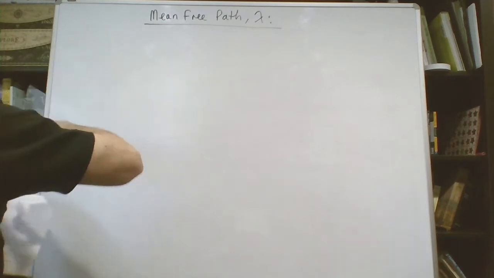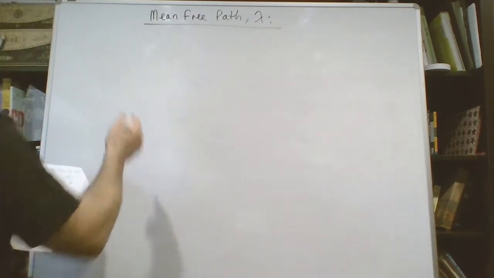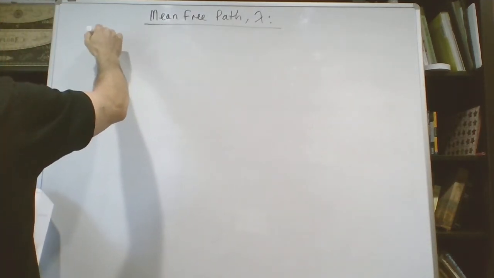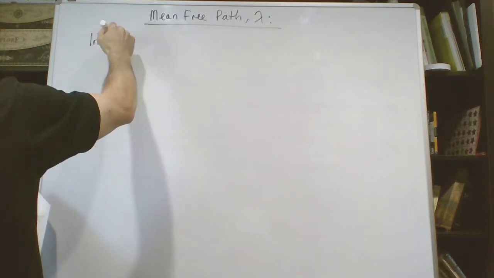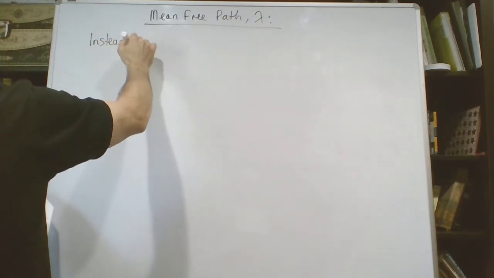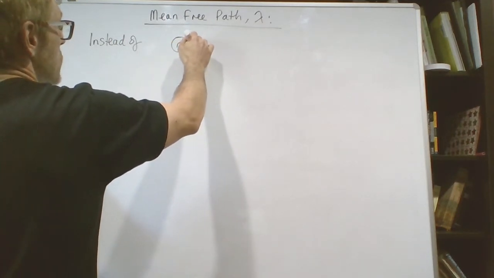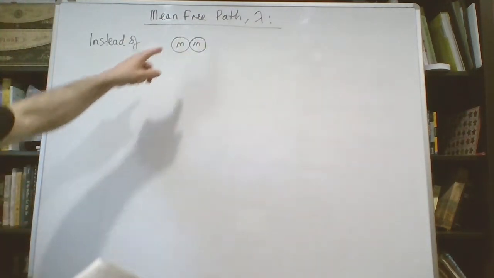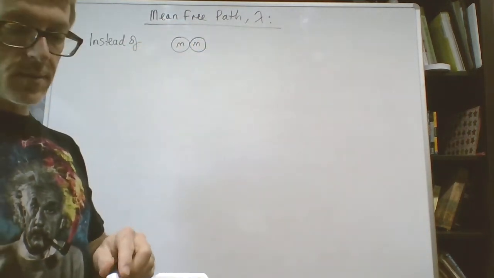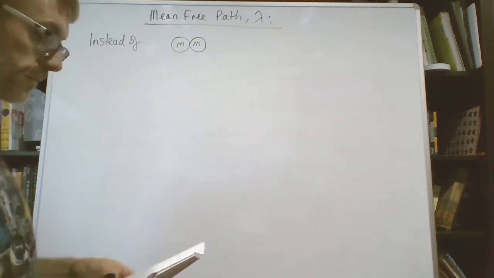So we're going to consider two gas atoms, but rather than consider just two uniform gas atoms, so instead of two gas atoms touching each other, two spheres, here they represent gas atoms, each with a mass m.